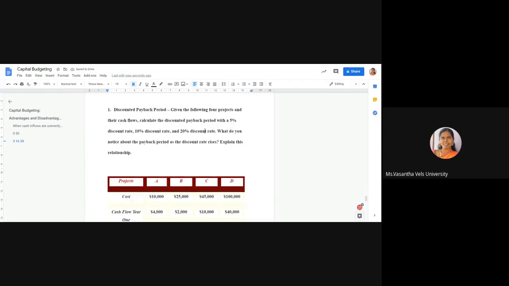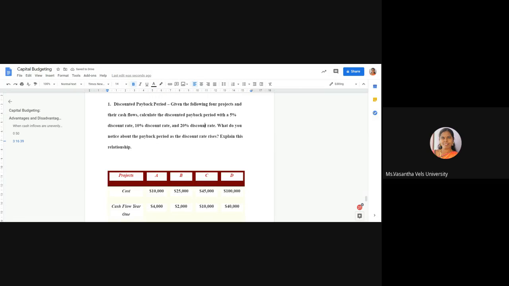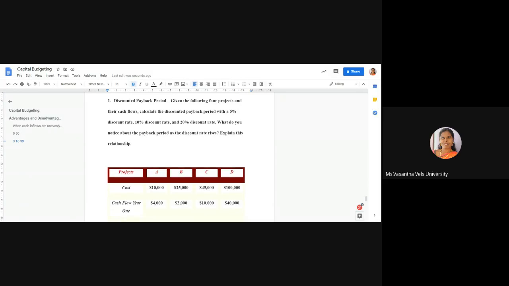Okay, discounted payback period method. What you have to do? You have to discount all the cash inflows. So here it is given. I will explain the problem.